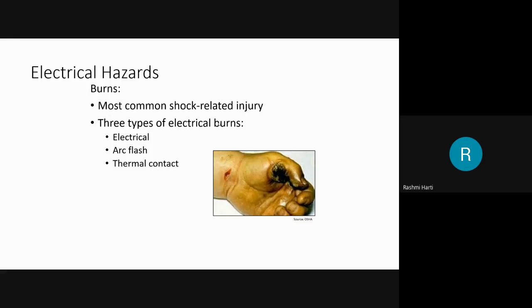Electrical burn results from heat generated by the flow of electrical current through the body. When the current flows in your body, some heat is generated and it causes a burn on the body. Then you have arc or flash burns, which are high temperature burns caused by an electrical arc or an explosion. Then we have thermal contact burns, which occur when skin comes in contact with overheated electrical equipment. So that's what we speak about burns.